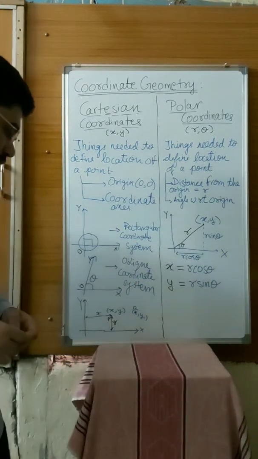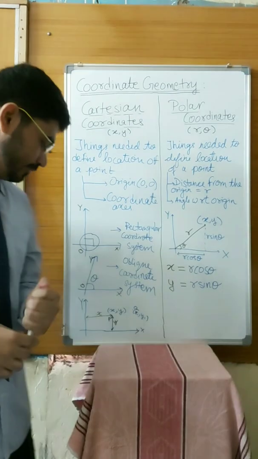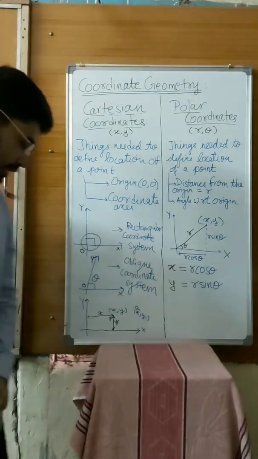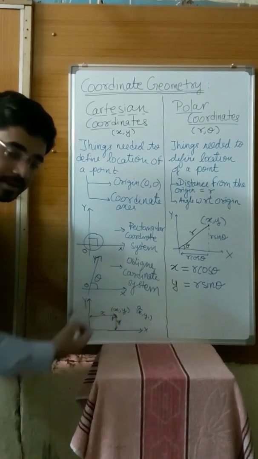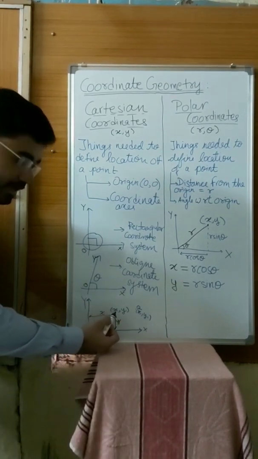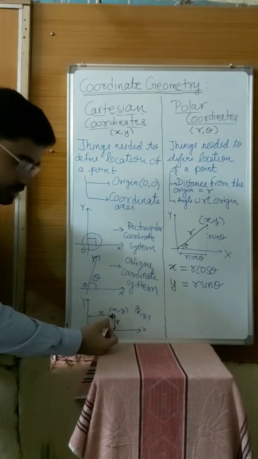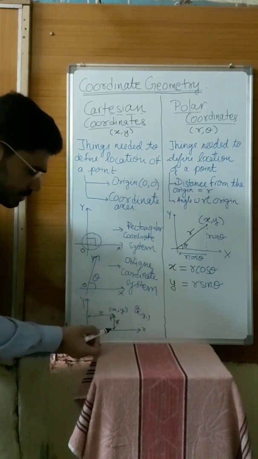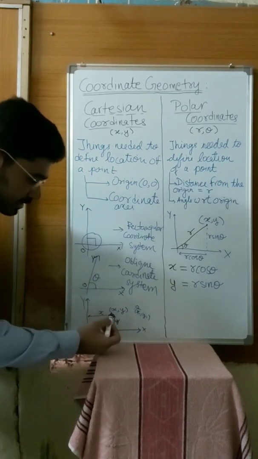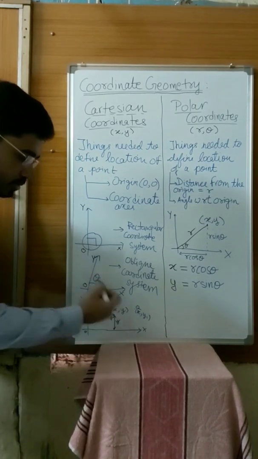Now for an example, if you want to define the location of a point P in rectangular coordinate system, say this is point P and its coordinates are x, y. So the value of the x coordinate is the perpendicular distance of the point from the y-axis, and value of the y-coordinate is its perpendicular distance from the x-axis. Hence the coordinates become equal to x, y.